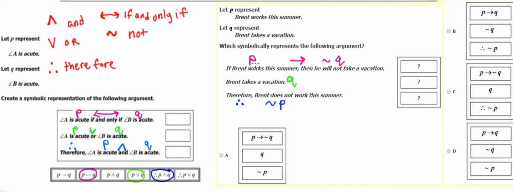So I'm looking for these symbols, this symbol, and then these symbols here. So P implies not Q. That means I can already mark off B here. That's not right. I can mark off D here. Not right. All right, second line I need Q. A and C both have Q. And the third line I need therefore, not P. A does not have therefore, so then C is our answer.